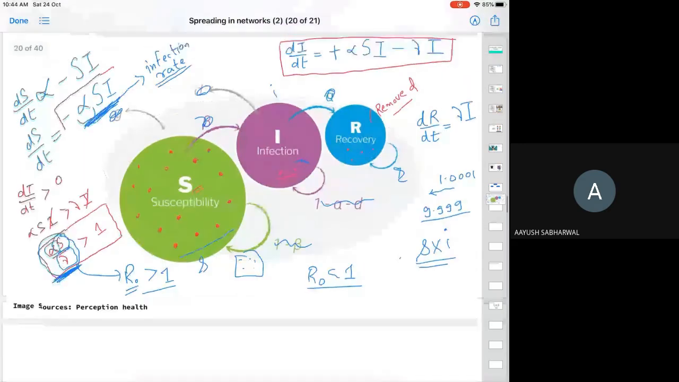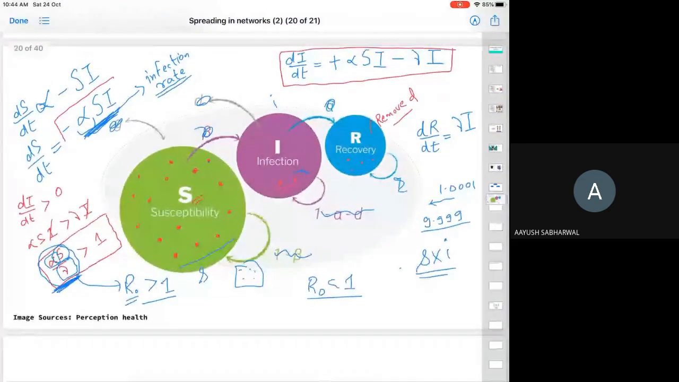But it has an assumption here. The assumption is your network is fully connected. Anybody can infect anyone else. But that's so not true. If I catch a disease, it's not that I can just walk up to anyone in this entire world and infect them. Doesn't make sense. So I'm only going to infect those people with whom I'm connected.